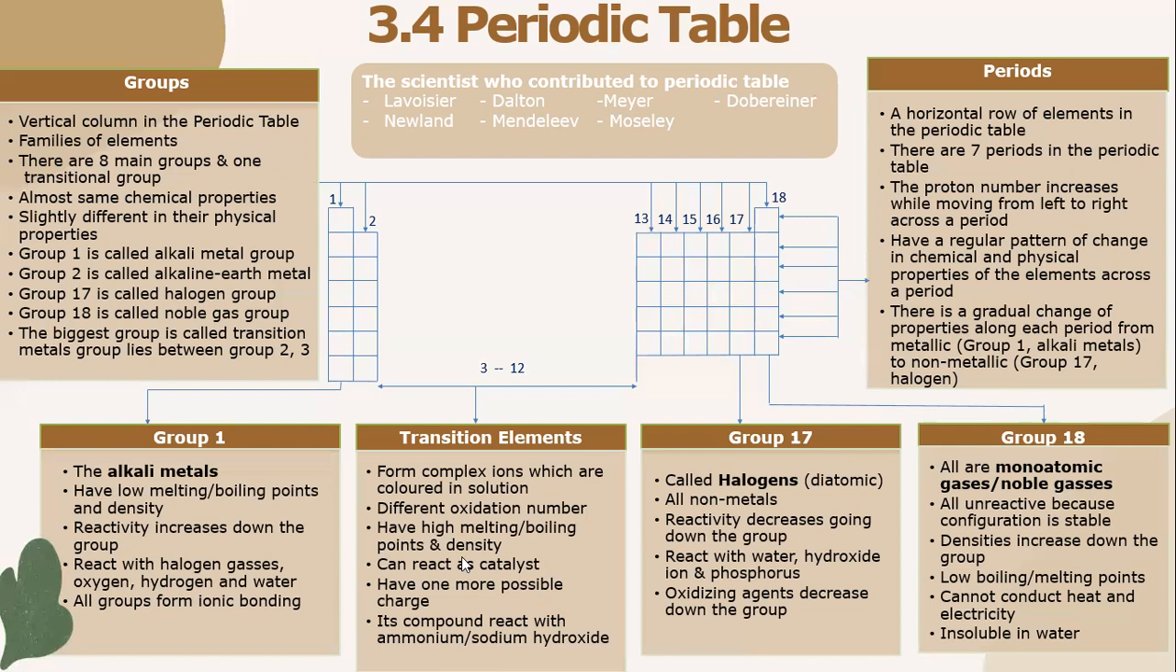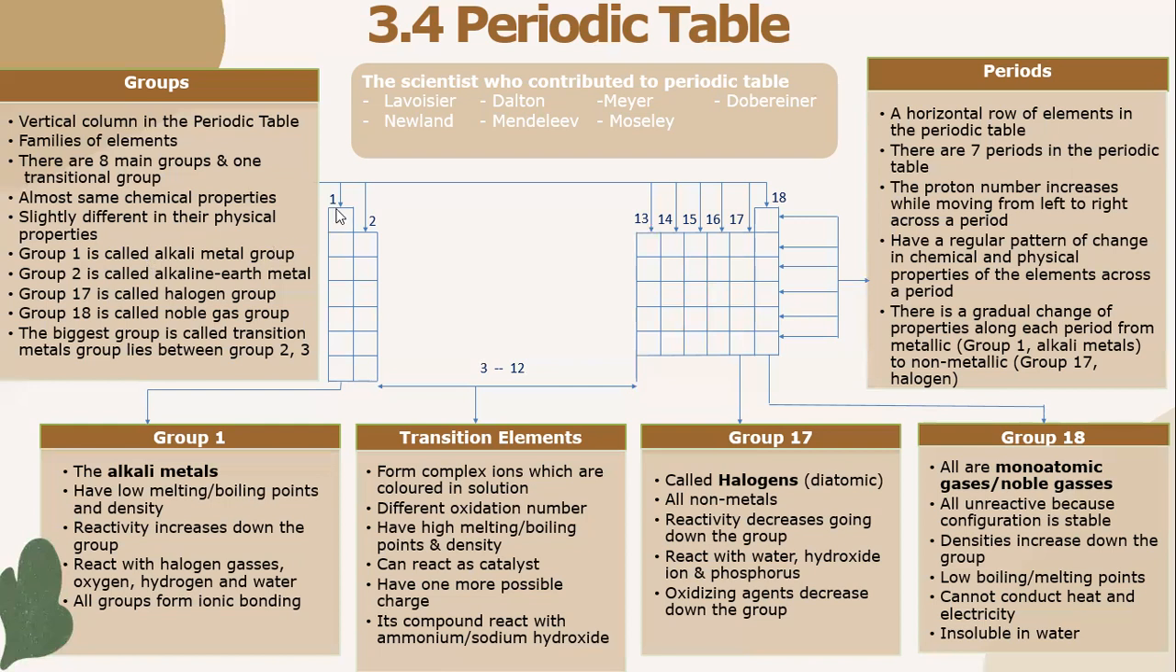And group 1 is actually the alkali metals, which have low melting or boiling points and density. Reactivity increases down the group, they react with halogen gases, oxygen, hydrogen, and water, and all form ionic bonding. And groups are the vertical columns in the periodic table, families of elements. There are main groups and one transitional group, with almost the same chemical properties, slightly different in their physical properties.